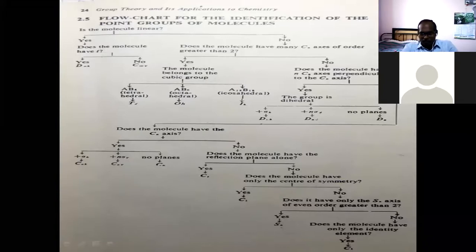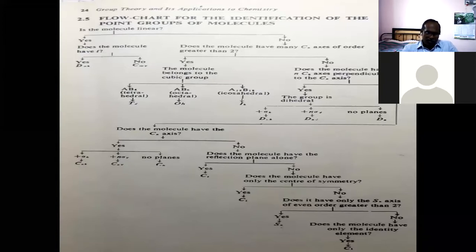Similarly for water. Take water. Have you taken it down? Are you writing on your notebook? Chemistry 28, please unmute yourself and respond. Yes, sir. Are you writing on your notebook? Yes, sir. Are you able to follow the flow chart? Yes, sir. Okay, right.